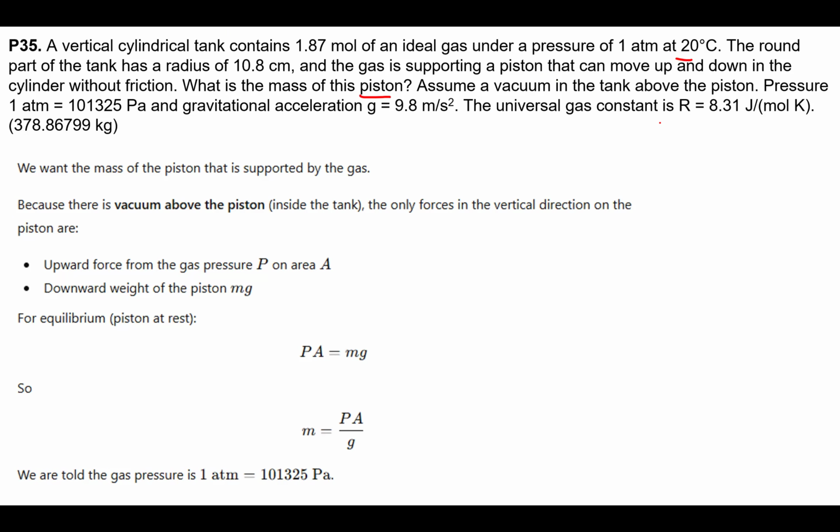So what is happening here is that the tank has a radius R given, right? And then there's the piston, and it can move up and down, okay? And we want to find out the mass of this piston that is supported by this ideal gas inside, okay?